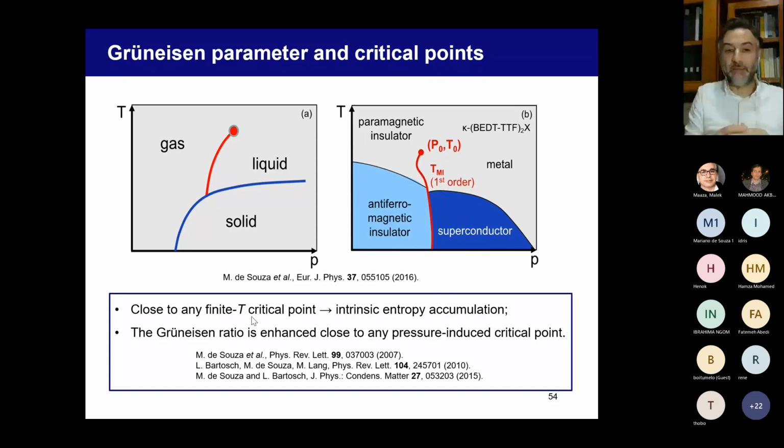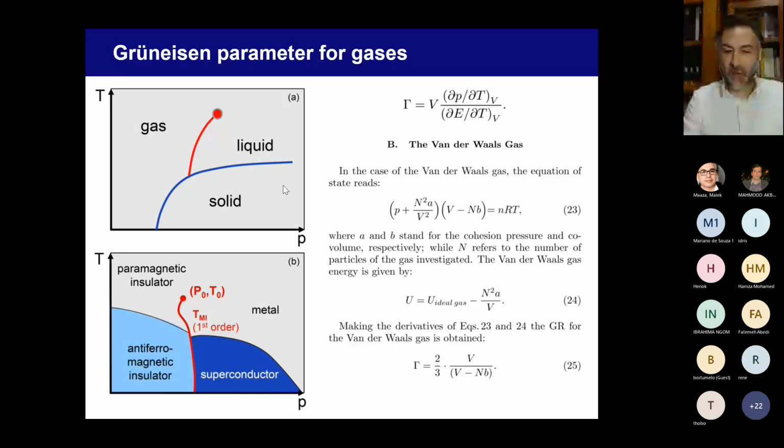We have extended the work of two collaborators, the Physical Review Letters paper of 2003. We have shown that close to any finite temperature critical point, we have huge entropy accumulation. This is what we are going to use to make caloric effects. I'm giving you some spoiler. We have computed the Grüneisen parameter employing very basic thermodynamic relations for the ideal gas, van der Waals gas, as well as the Fermi gas.